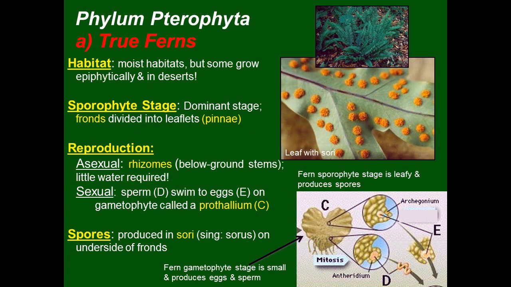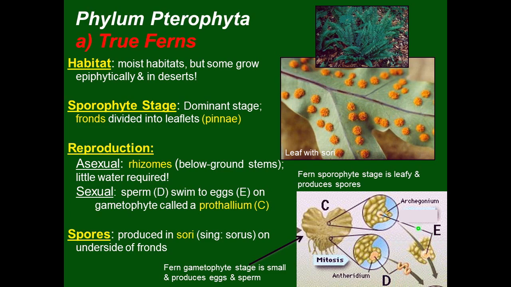The phylum Pterophyta, which are the true ferns, we find them in moist habitats, but some grow epiphytically and in deserts. The sporophyte stage is the dominant stage, and fronds are divided into leaflets we call pinnae. For reproduction, we can have asexual with rhizomes, so those are below-ground stems, and little water is required. But sexual, we have sperm that swim to eggs on the gametophyte called the prothallium.